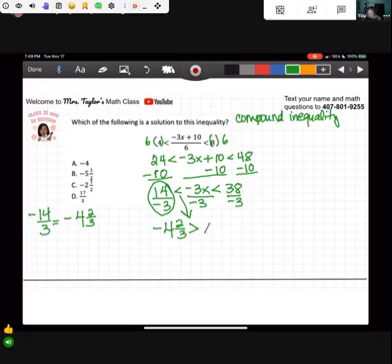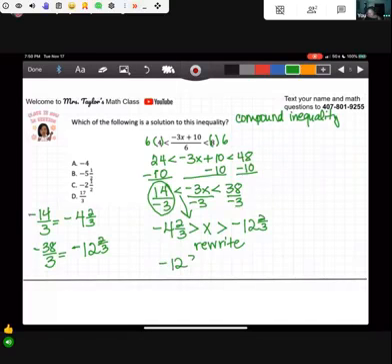And now I have x. And so this one has to be switched as well. So we have negative 38 over 3, and this is going to be negative 12 and 2/3. Okay? So this is negative 12 and 2/3. So really the inequality looks like the opposite way. I can rewrite this as negative 12 and 2/3 is less than x, which is less than negative 4 and 2/3.